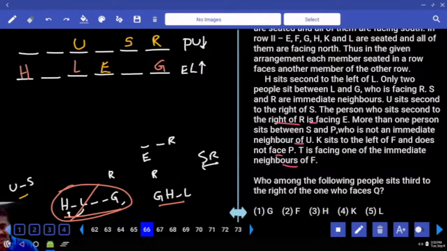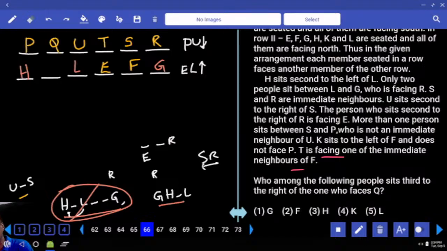Then next one, any other thing left over here? T is facing one of the immediate neighbors of F. And more than one person between S and P. Now in between S and P, how many? P is not an immediate neighbor of U. Hence P must be here, because more than one person, and P and U are not adjacent to each other. Then what is the other information? T is one of the immediate neighbors of F. Now F cannot be here because T cannot be an immediate neighbor. Hence F is here. Then T is here, Q is here.